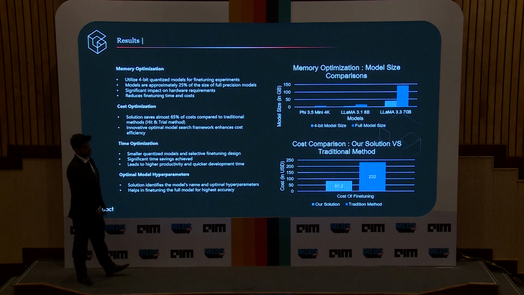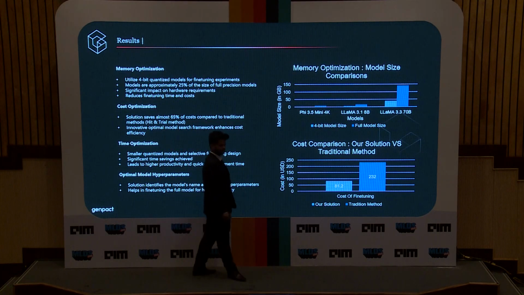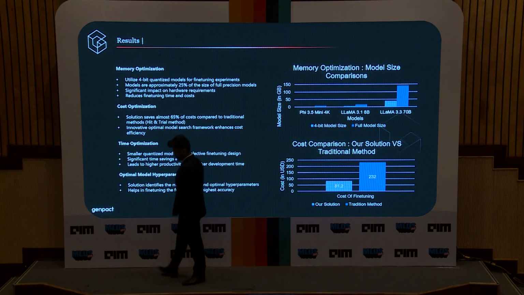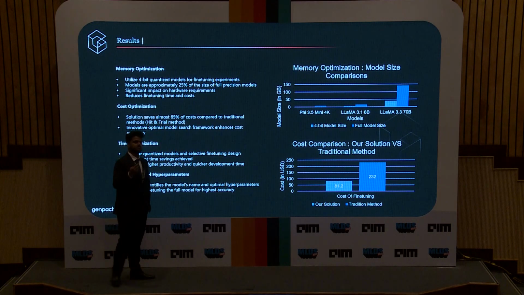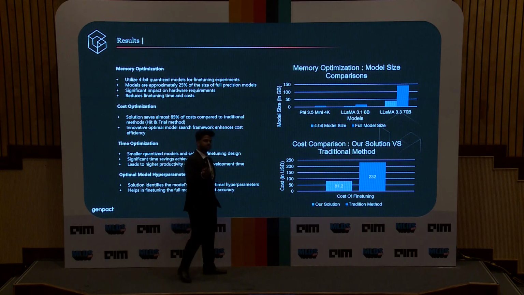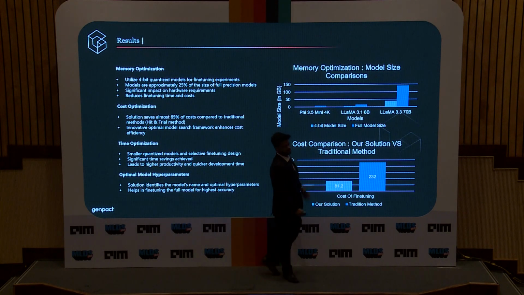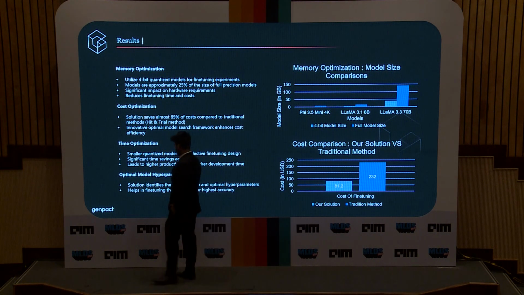The results, I'll go through the two charts here. The first is the memory optimization, because the 4-bit quantized model is almost 1/4 of the size of the full model for fine tuning. So a person who is fine tuning a full size model will be incurring much more cost or time requirements on the GPU than the 4-bit quantized models, and the 4-bit quantized model is something that we use. So the optimization on the memory footprint is pretty evident.